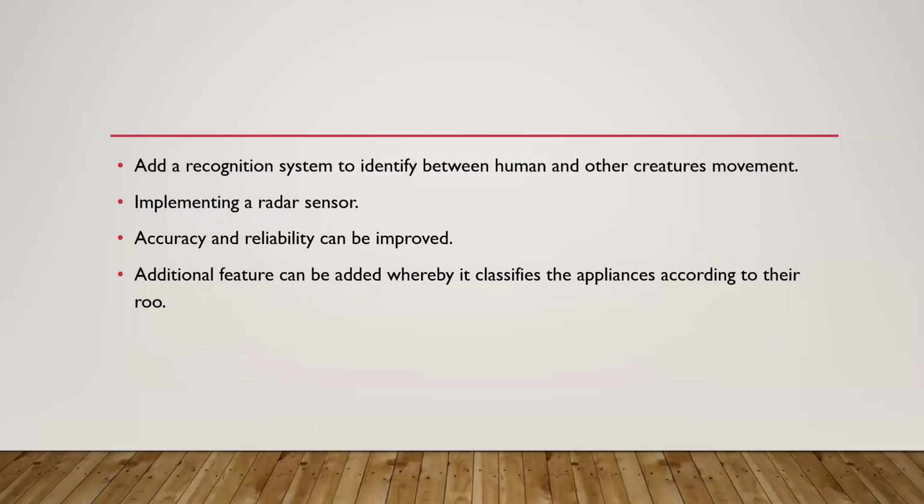Furthermore, to improve user experience when using the system, an additional feature can be added into the Blynk software, whereby it classifies the appliances according to their room for easy identification and ease of use.